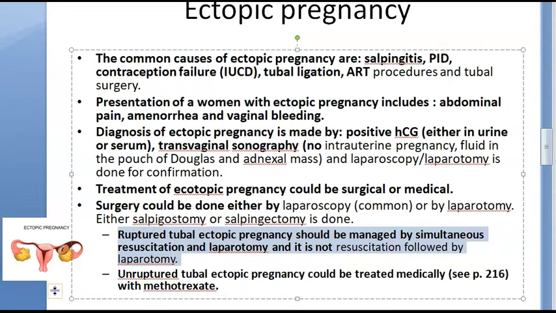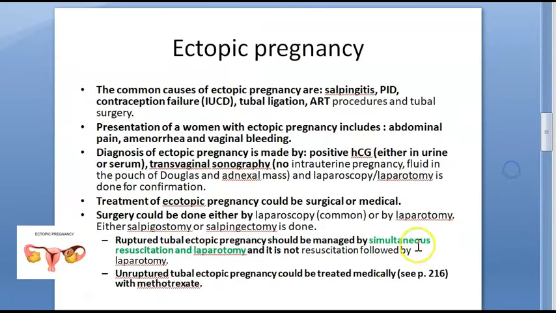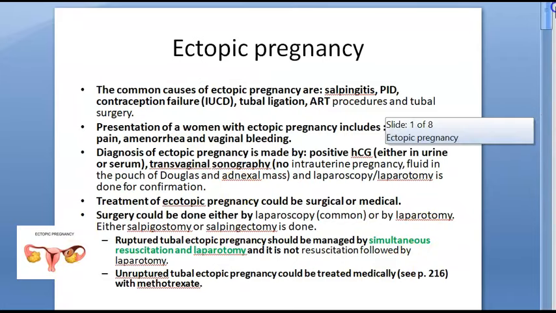If it is ruptured, then you should immediately do resuscitation and laparotomy both simultaneously. So somebody will be doing the resuscitation, that is the airway, breathing management, etc., and somebody else will be doing the laparotomy. Do not try to do resuscitation followed by laparotomy. Both should be done simultaneously. This is if it has ruptured, a life-threatening situation, isn't it? So this is just a summary, but there are a lot of details that you have to know.